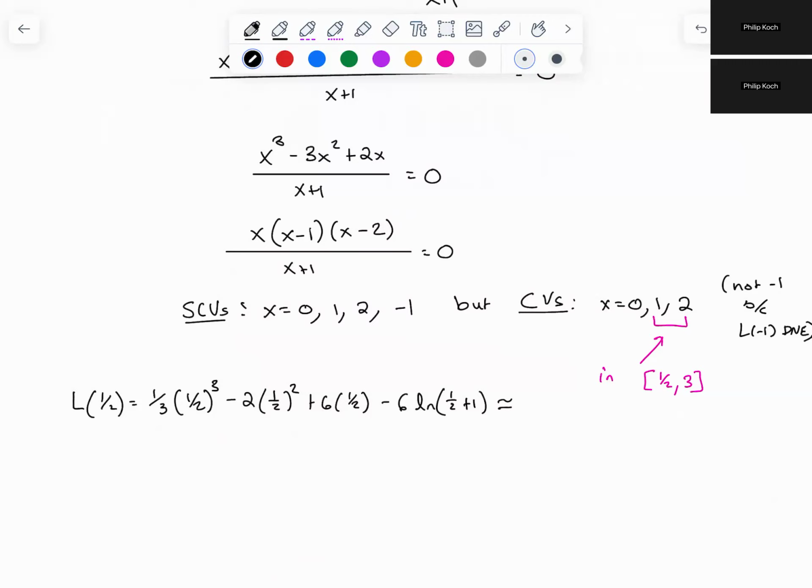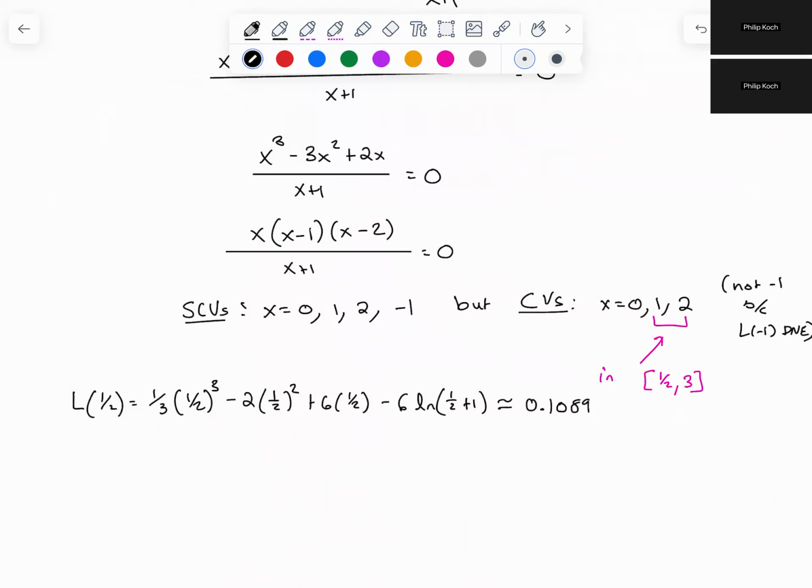So 1/3 times in parentheses 0.5 cubed, and then it's minus 2 times 0.5 squared plus 6 times 0.5 minus 6 times natural log of 0.5 plus 1. And so I'm going to enter that in. So I get that number. So let's just write out 4 decimal places, whatever you want to do, approximately 0.1089.